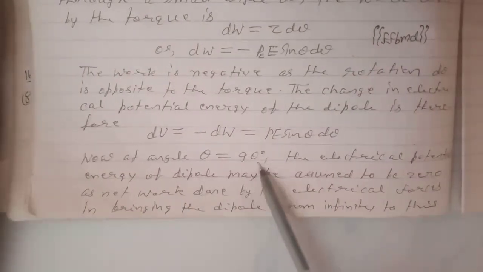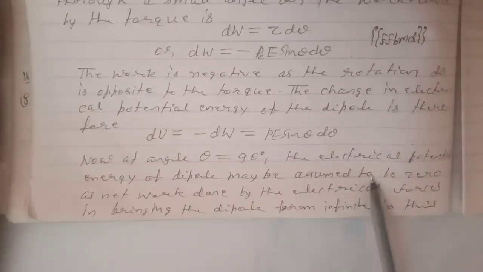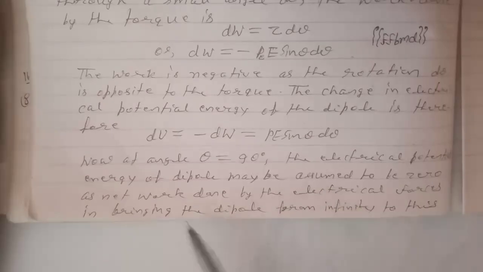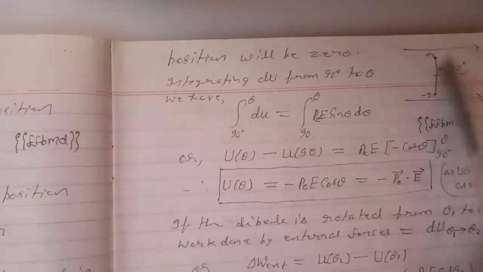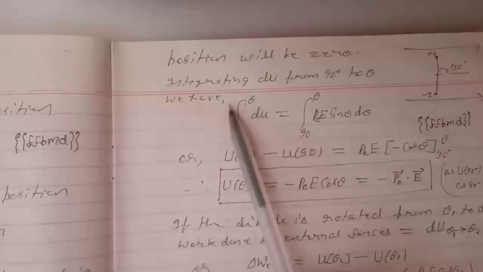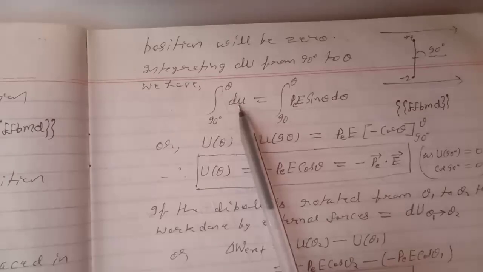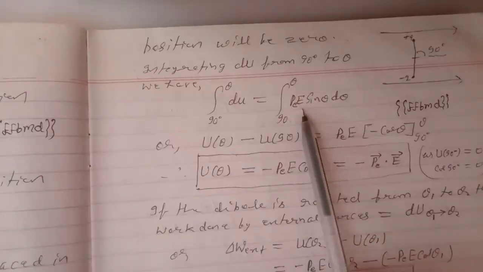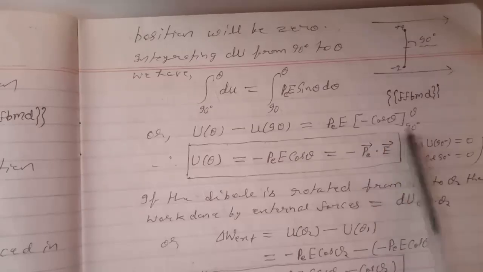Now at angle θ equal to 90 degrees, the electrical potential energy of the dipole may be assumed to be zero, as the net work done by the electrical forces in bringing the dipole to this position will be zero. This is the case where potential energy is zero. So integrating dU from 90 to θ, we have integral from 90 to θ of dU equal to integral from 90 to θ of pE sin θ dθ, or equals U(θ) minus U(90), or pE into minus cos θ from 90 to θ.